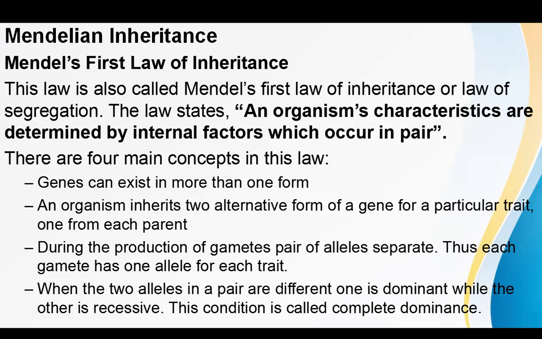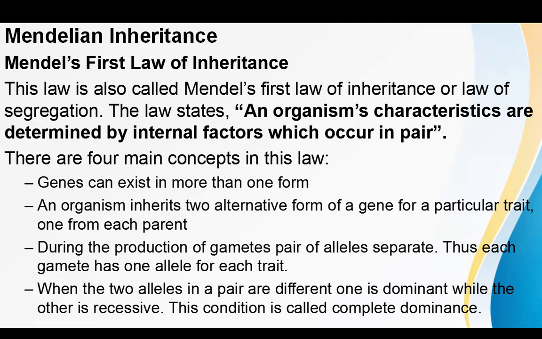Now, when the two alleles in a pair are different, one is dominant while the other is recessive. So if there are two alleles in a pair, the first one is dominant, which is more visible, while the other one is recessive. This condition is what we call complete dominance.